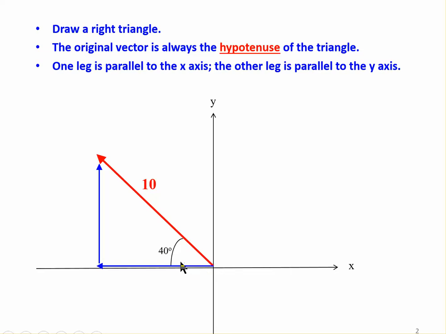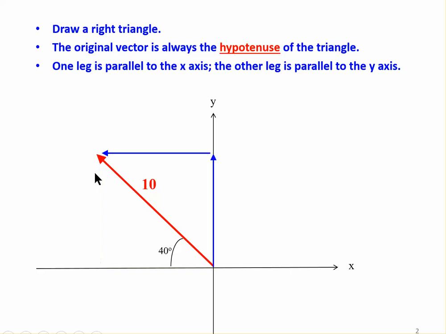One leg of the right triangle should be parallel to one of the axes, and the other leg should be parallel to the other axis. So for example, I wouldn't draw my triangle like this, because even though this is actually a right triangle, this angle right here is 90 degrees, the original vector is not the hypotenuse of that triangle. And moreover, this leg of the triangle is not parallel to either the x-axis or the y-axis. So this choice is no good. So we're going to use this choice.